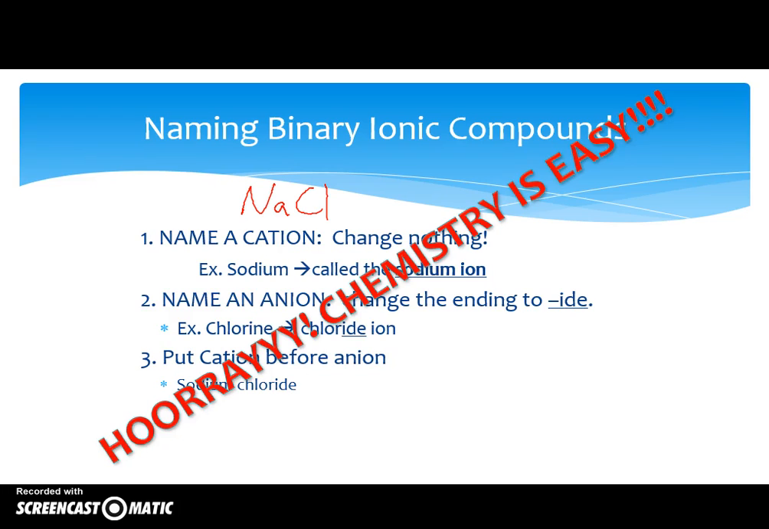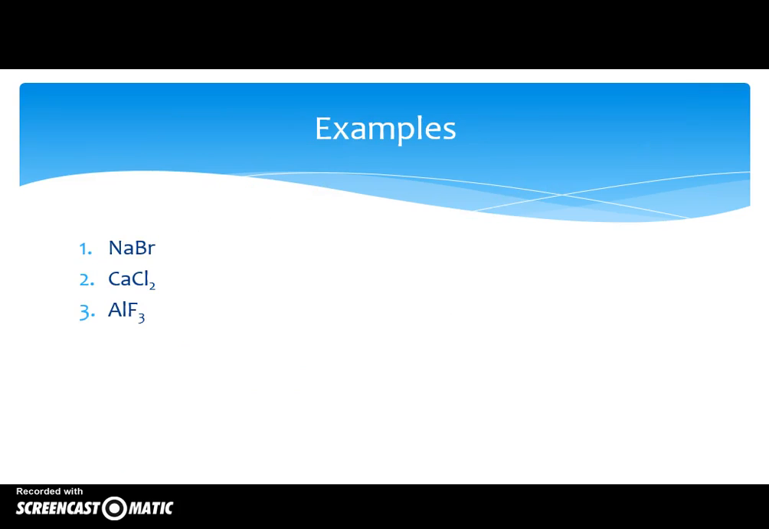Something you need to do is figure out the different types and the sets of rules for those types. So you've got to start looking for those. Examples: NaBr, well, that would be sodium bromide if I change the ending. The next one, calcium chloride, and then aluminum fluoride. So I didn't change the name here. They were all representative elements, so no transitions. I said the name, changed the ending of the second one, you're good.